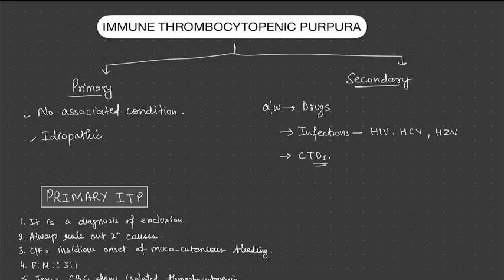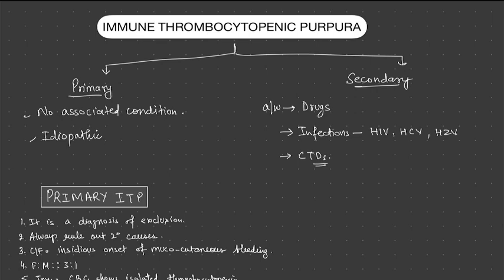So in this video, we will be discussing immune thrombocytopenic purpura, that is ITP. It is an autoimmune condition which affects the platelets and only platelets. We will see only thrombocytopenia in ITP without any other clinical feature or without any other abnormality in the investigations.